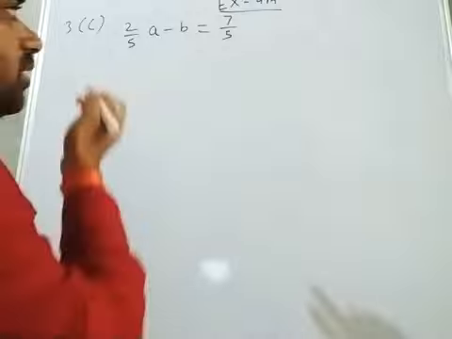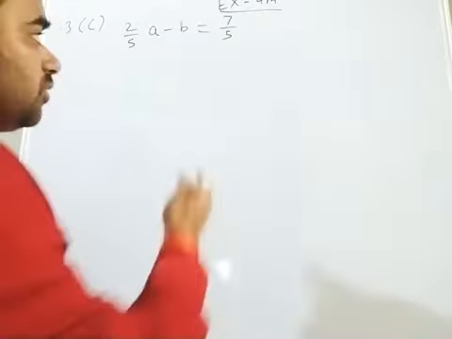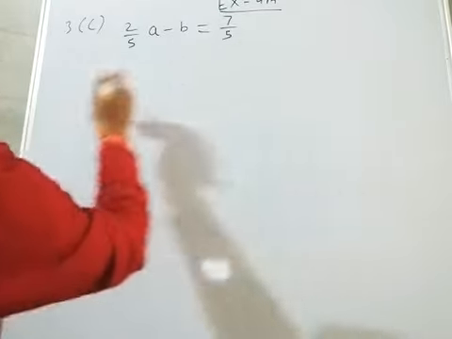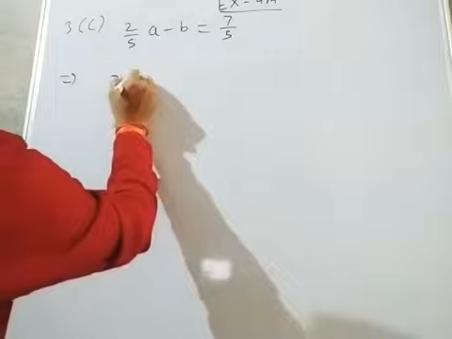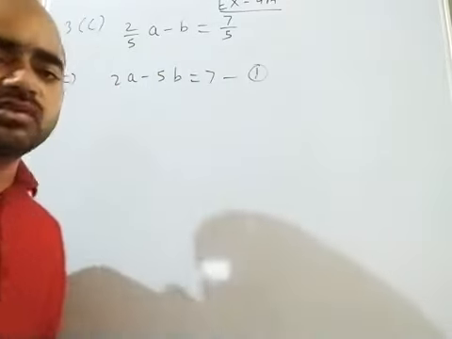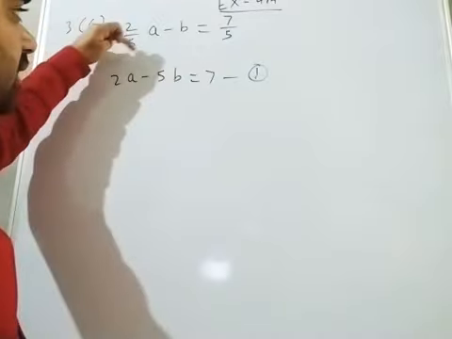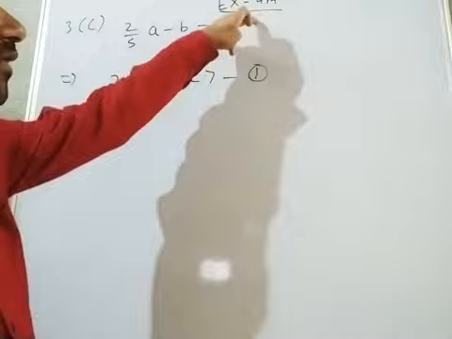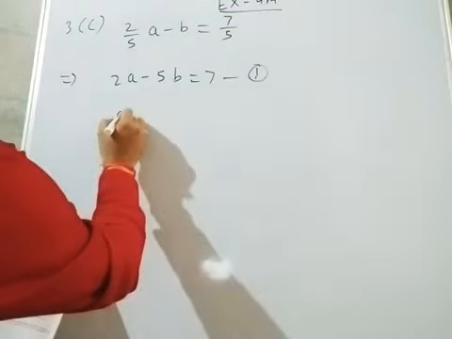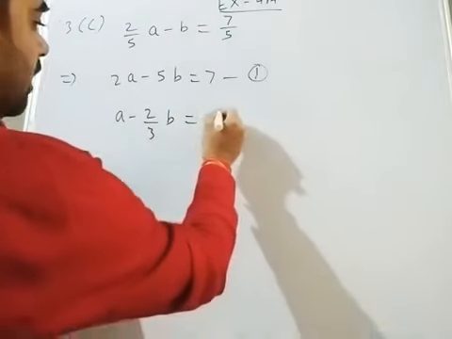Now see, you can write the first equation after simplification. How to simplify it? Take the LCM 5, or multiply throughout by 5. Then this will become 2a minus 5b is equal to 7. Understood? Multiply each of the terms by 5. 5 upon 5 cancelled. 5 into b is 5b. Similarly, the second equation is a minus 2 by 3b is equal to 8 by 3.